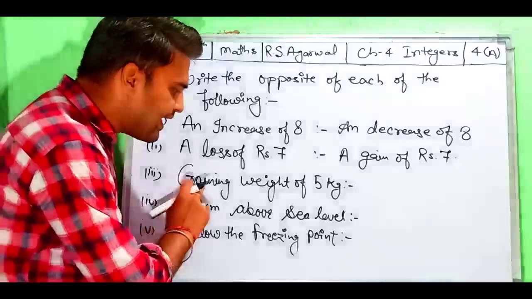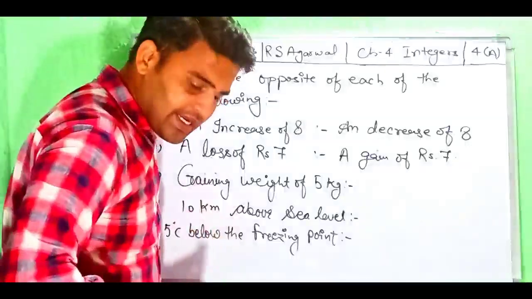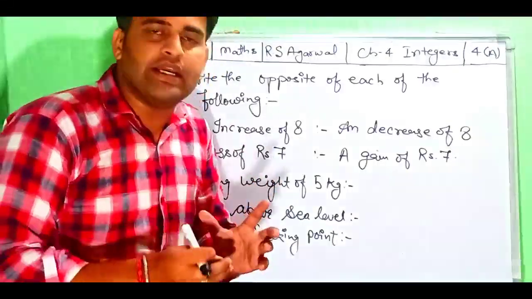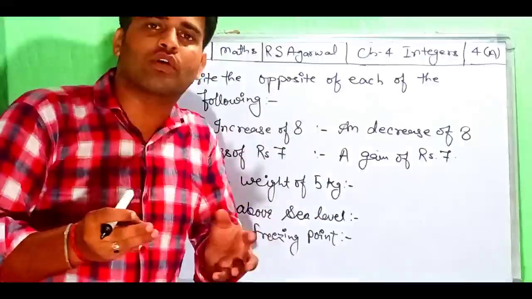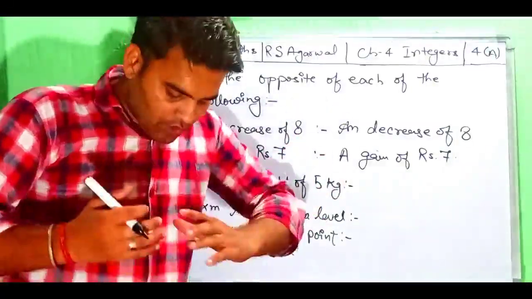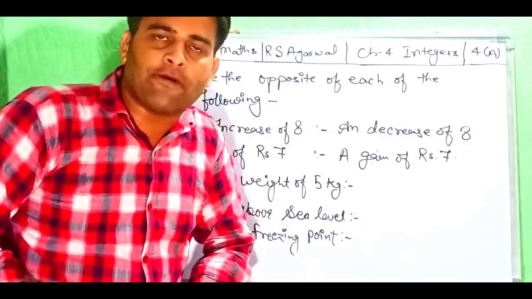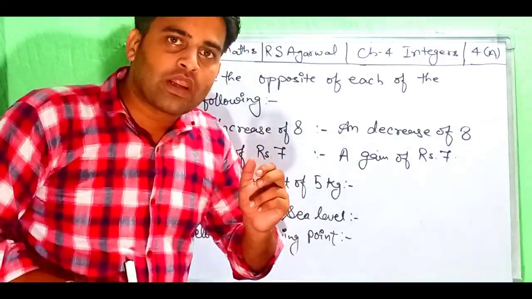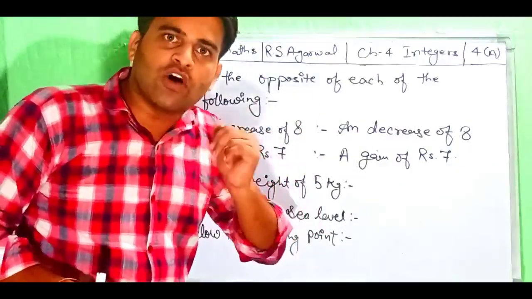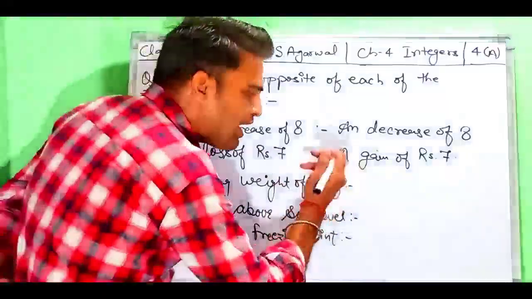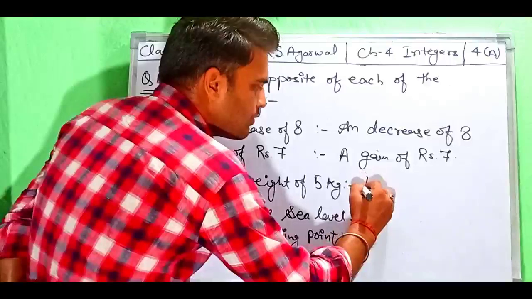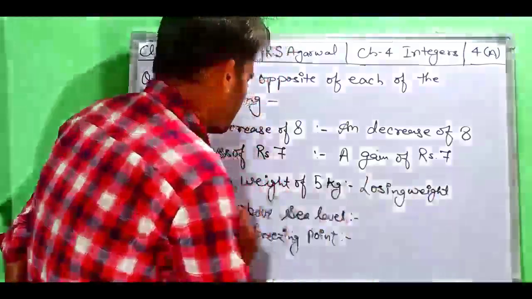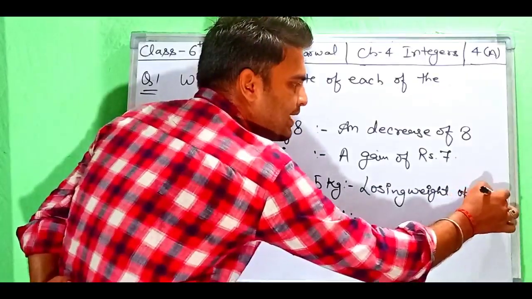Look at the next question. Gaining weight of 5 kg. We are gaining the weight of 5 kg. Like a thin person is eating something, and by the capsules or the medicine or the food, he got a gain of 5 kg weight. Now he will have to do the opposite of that. Then how can he? By decreasing the weight, by losing weight. That is the answer: gaining weight of 5 kg means losing weight of 5 kg. That is the simple answer.